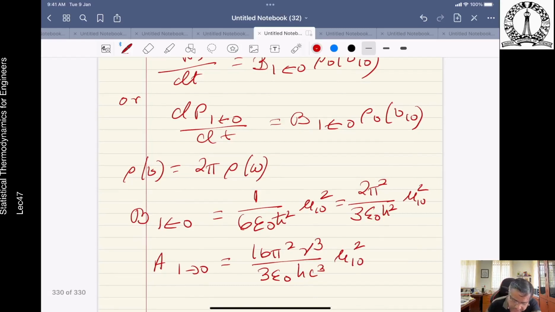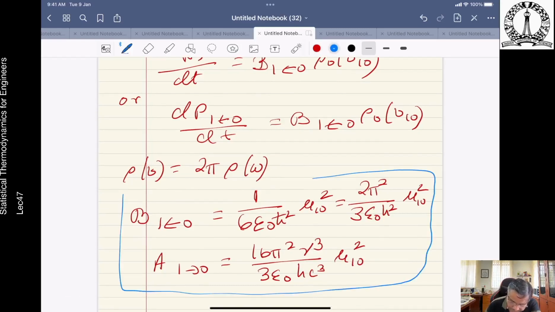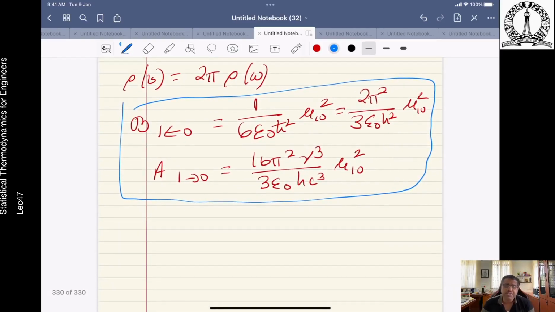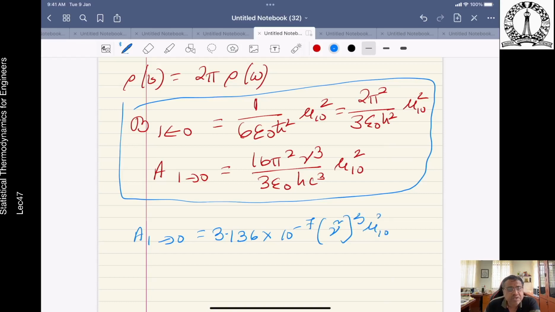These two equations are the key results because they relate the observed macroscopic transitions to the microscopic transition dipole moment of an atom or a molecule. If we substitute the numbers, A10 will be equal to 3.136 times 10 to the power of minus 7, gamma cube mu 10 square. This is in centimeter inverse, and mu 10 is in debye.